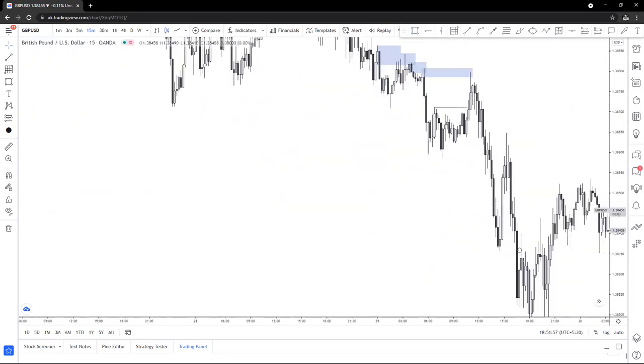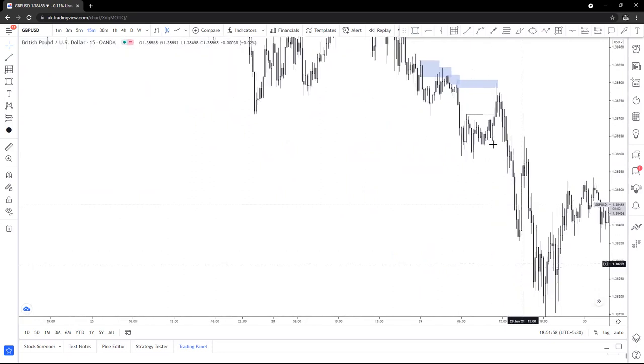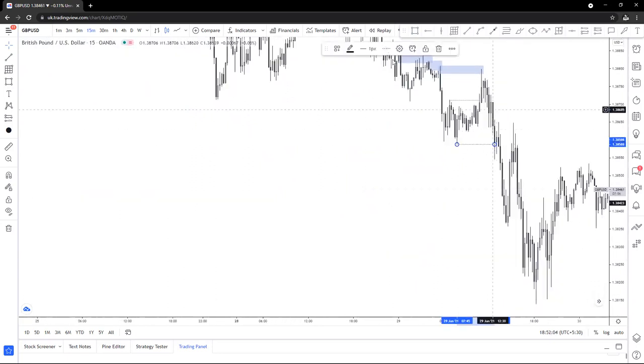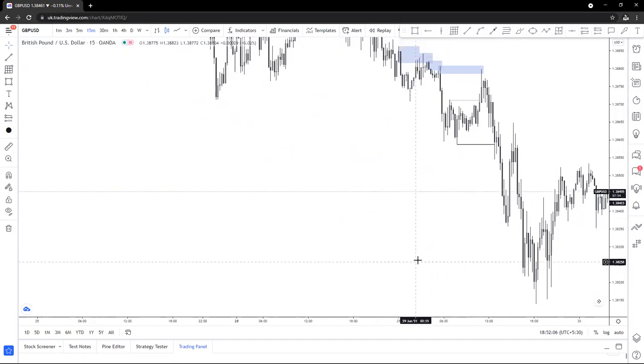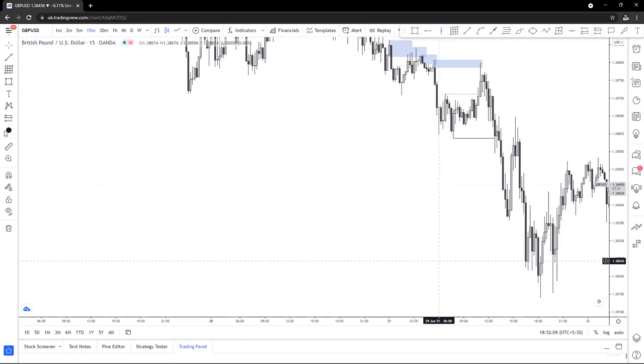So now we have a new range. Once a break of structure happens, we have a new range. Can you understand that? Okay, now a new range.